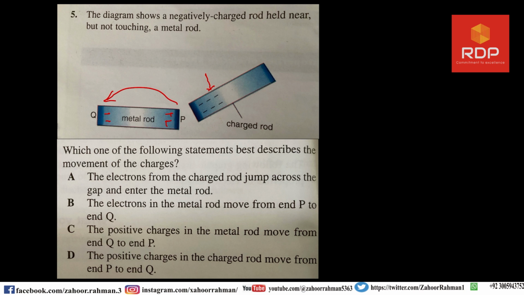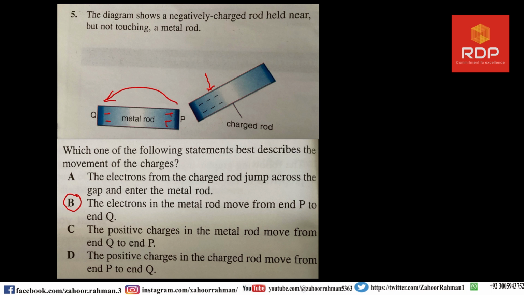B part is saying the electrons in the metal rod move from P to Q. This is the correct answer. The positive charges in the metal rod move from Q to P. It is also not correct, because positive charges are not on the Q side. So the positive charges in the charge rod move from P to Q. D is also not correct.